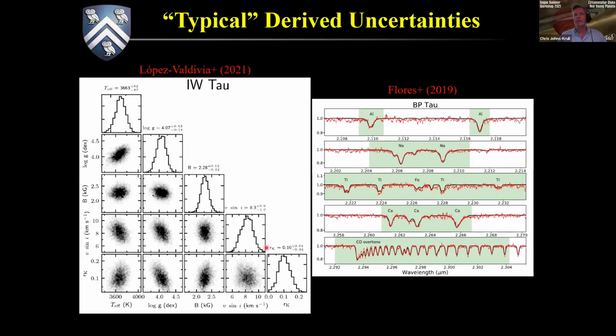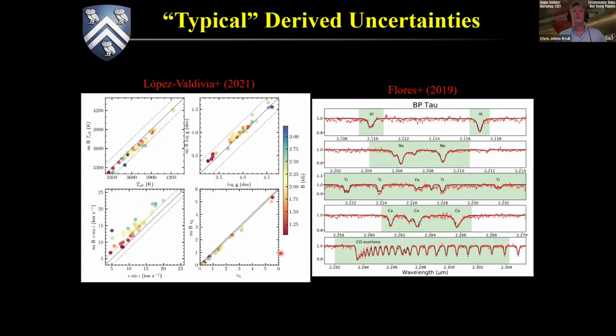And veiling measurements, this is the infrared veiling, which is the disk emission relative to the stellar emission, coming in maybe 0.05 or so in terms of the accuracy with which you can make these measurements. Now, if you don't include the magnetic field in these analyses, you do bias your results.